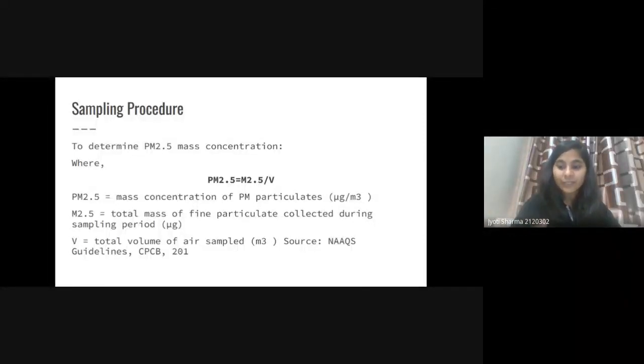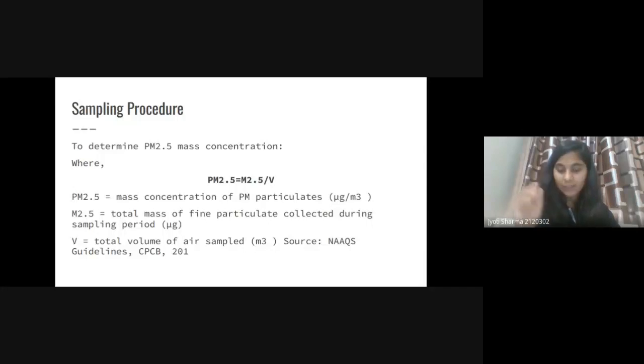So if you have flow rate and time, you multiply them to get the value of the volume, right? And if you have the volume and the mass, then you can tell the particulate matter concentration in the unit microgram.